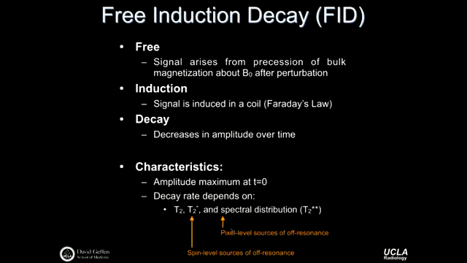And then we also have what we call spectral distribution, which means that the decay rate can be even faster, sometimes called T2 star star, because within a pixel, now pixels are of course huge compared to spins and proteins, but we can have pixel level sources of off resonance, meaning the magnetic field within a pixel may not be perfectly homogeneous, right? And if you have differences in magnetic field strength across a pixel, that will cause signal decay, just like other sources of off resonance. I'll give you some pictures of some of this as we go.